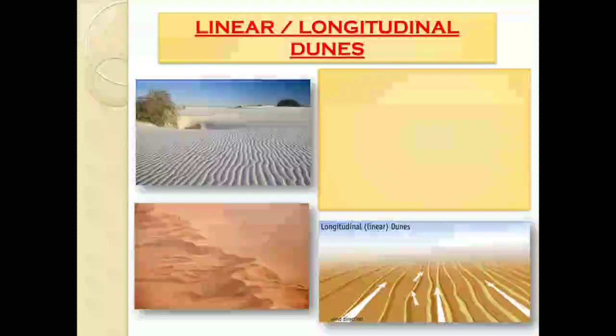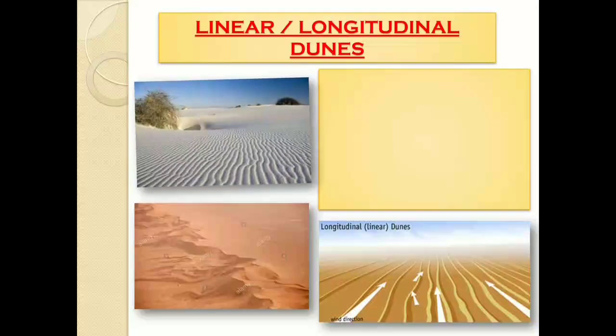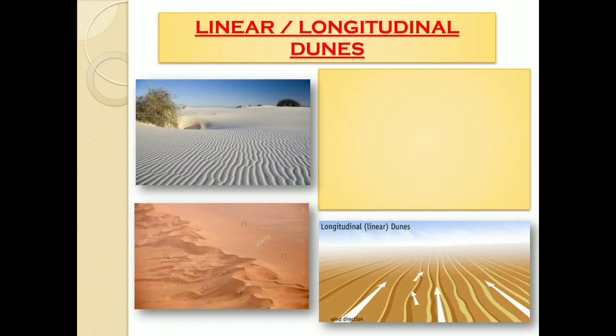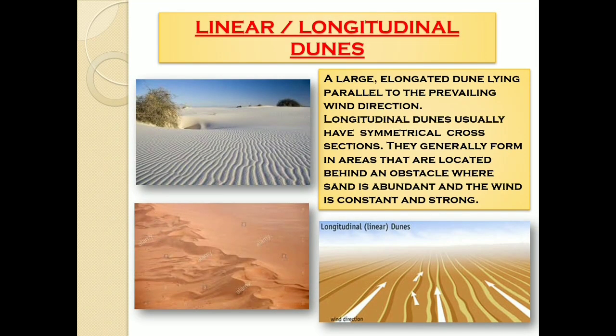Linear or longitudinal dunes. You can see here a picture. A large elongated dune lying parallel to the prevailing wind direction. Longitudinal dunes usually have symmetrical cross section. They generally form in areas that are located behind an obstacle where sand is abundant and the wind is constant and strong.